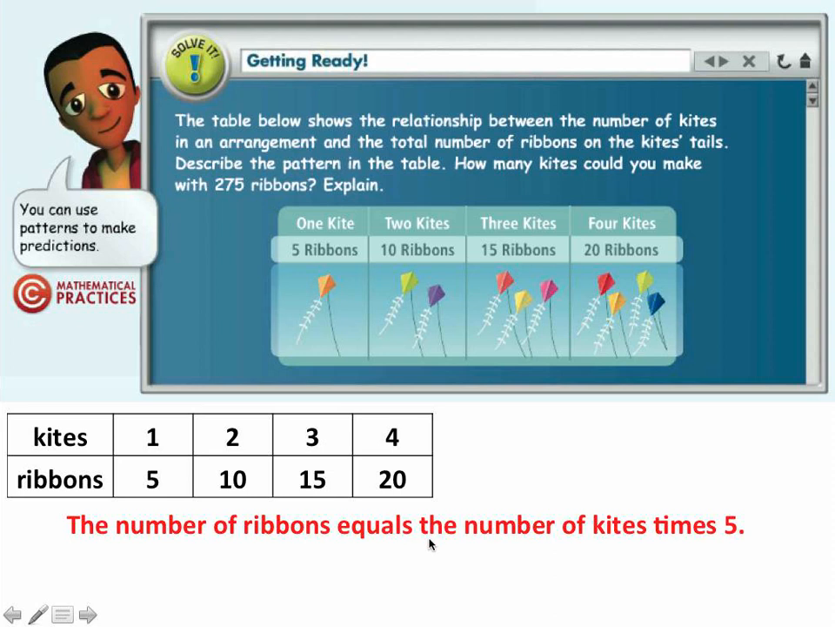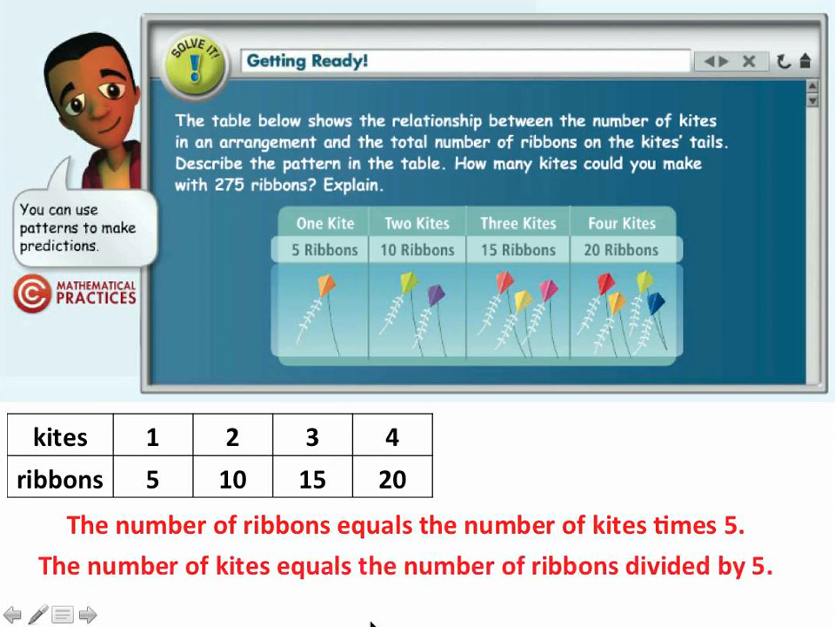So the number of ribbons equals the number of kites times 5. 4 times 5 is 20. 3 times 5 is 15. Or you could say the other way, you could say the number of kites is the number of ribbons divided by 5. 10 divided by 5 is 2. 15 divided by 5 is 3. Okay, so either one of those would be great.